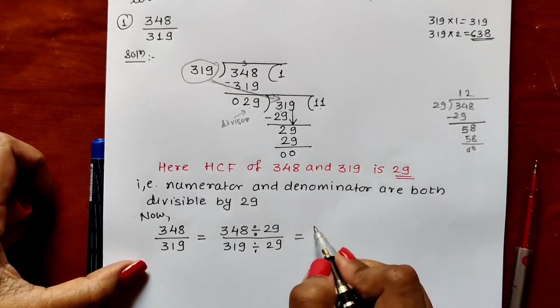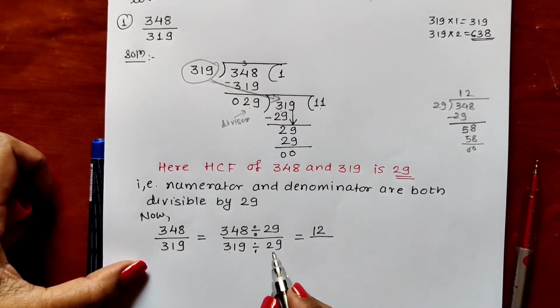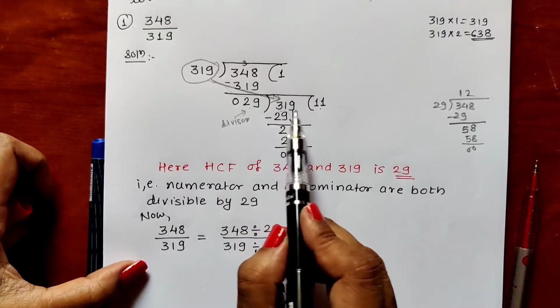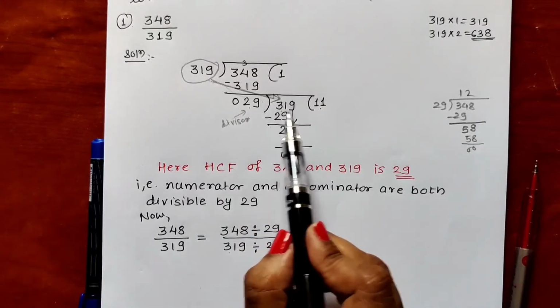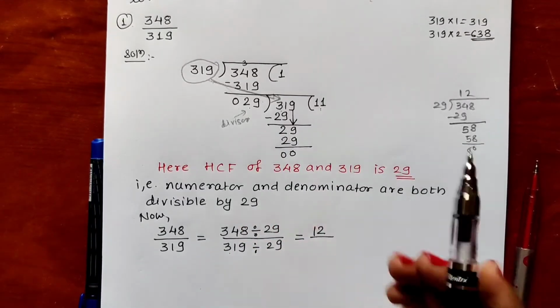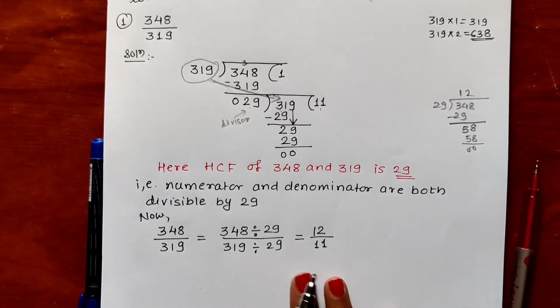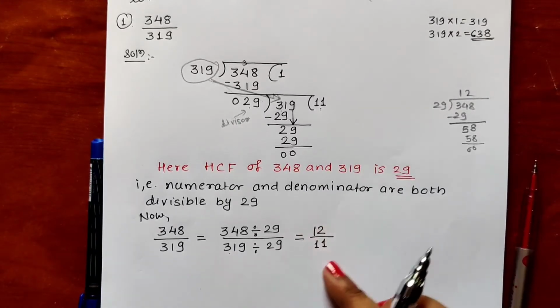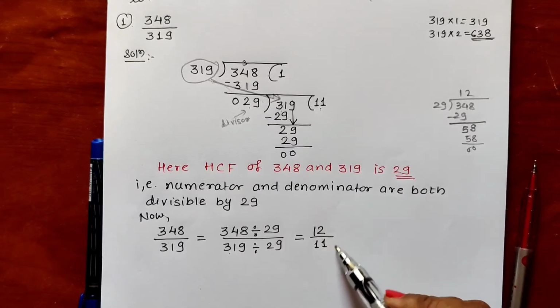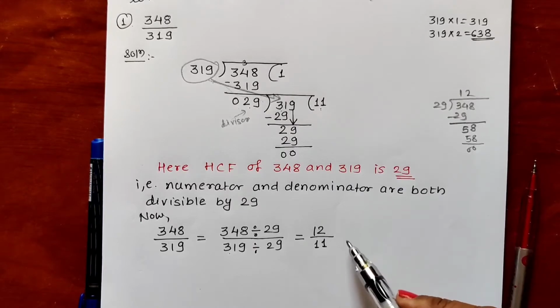348 divided by 29 is 12, and 319 divided by 29, here we have done before. 319 divided by 29, we have got 11. So 11. So in this way we have got the lowest term. Why this is lowest term? Because both these numbers, numerator and denominator, are not divisible by any other common factor. They don't have common factor except 1.